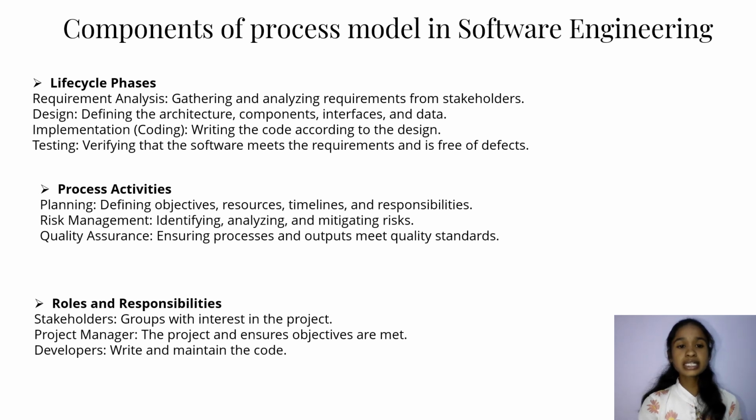Now let's see the components of process models in software engineering. First, life cycle phases. Requirement analysis: gathering and analyzing requirements from stakeholders. Design: defining the architecture, components, interfaces, and data. Implementation: writing the code according to the design. Testing: verifying that the software meets the requirements and is free of defects.